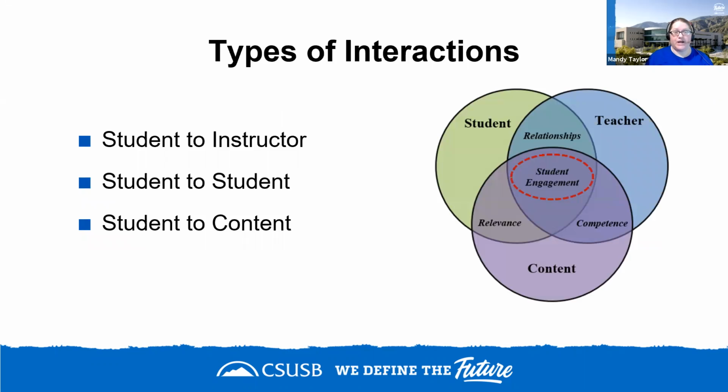The three main interactions or relationships are student to instructor, student to student, and student to content. You'll notice that two of the three have to do with people. Without connections to people, it will be more difficult for students to connect with the material. They won't have as much invested in it.